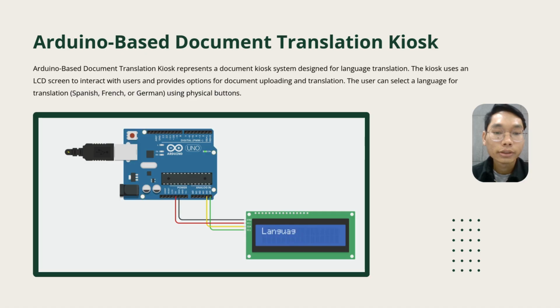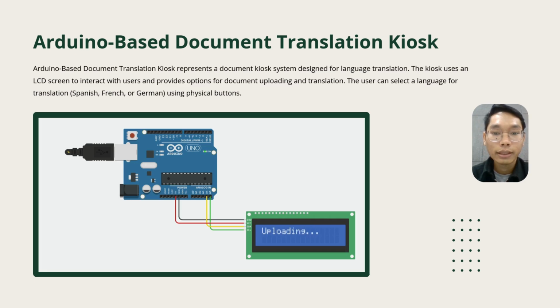Once the user presses translate, the system sends a request to a server to translate the document into the selected language. The LCD screen displays a message to inform the user that the translation is complete. In terms of hardware, the system uses an Arduino with a 16x2 LCD for display and several push buttons for interaction.